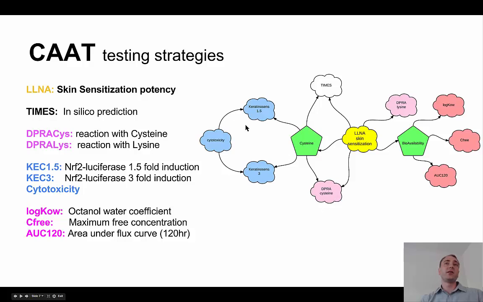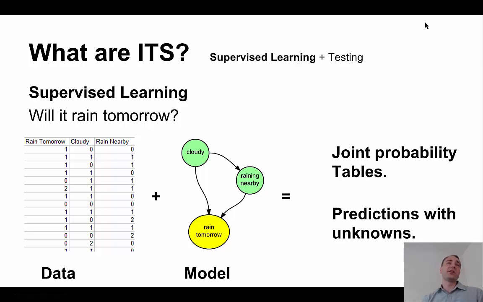The blue variables here are in vitro assays. I won't get into them too much, but essentially they're assays for NRF2 and direct peptide reactivity assays. And then we also have chemical property variables, and then we have an expert system, which introduces some problems in cross-validation that I'm not going to get into. Essentially, if this expert system is trained on chemicals that we're creating our supervised model for, you can have some overfitting problems.